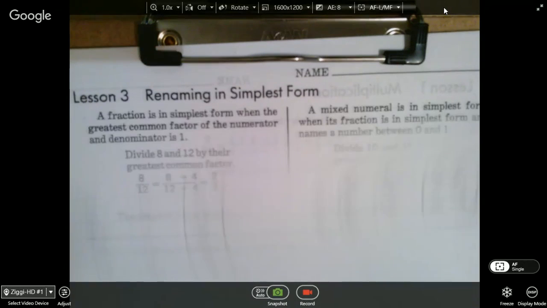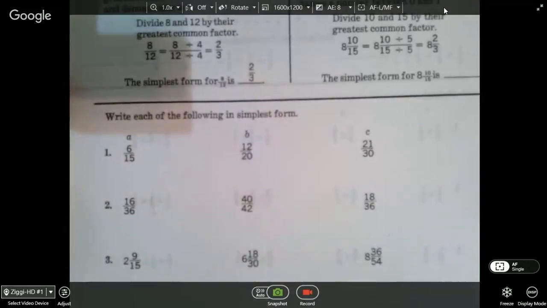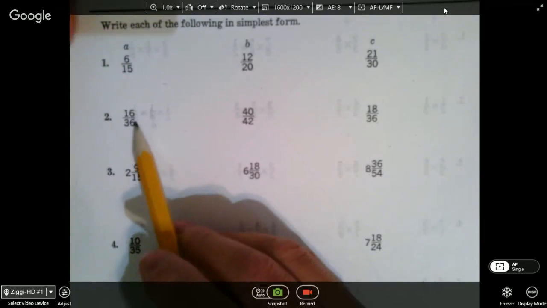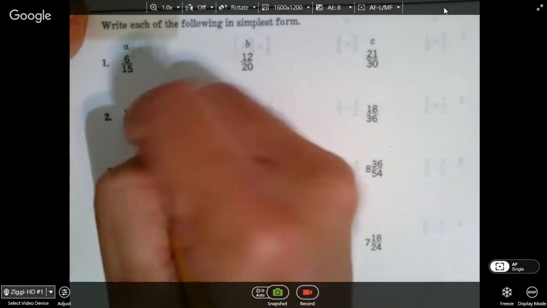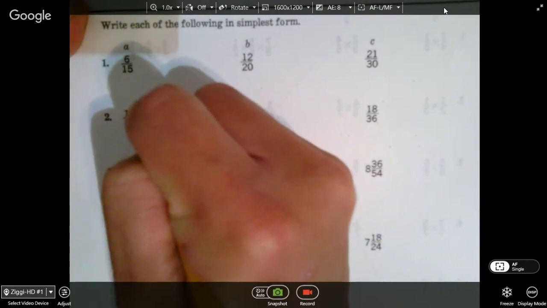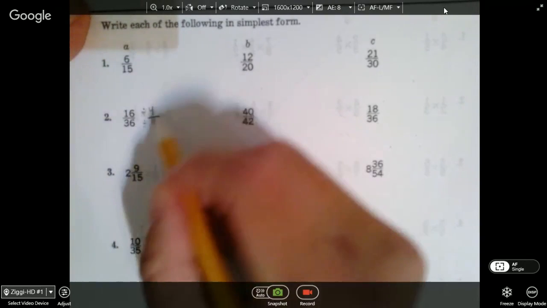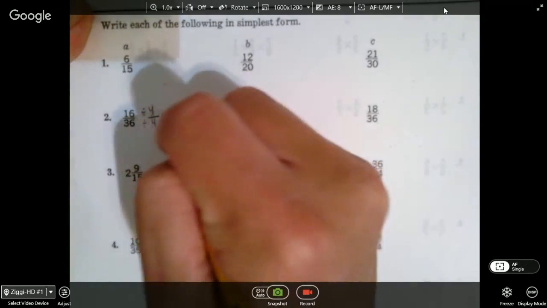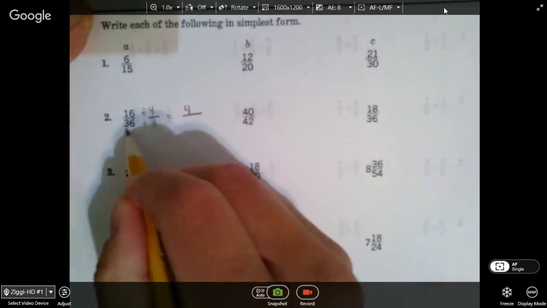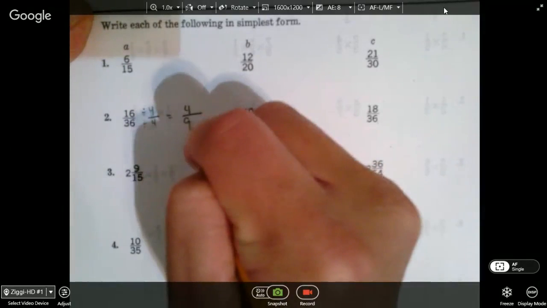Okay, on the handout, I will do numbers 2 and 3 as examples. Number 2, 16 over 36. Let's find the greatest common factor. So let's try 4. We're going to divide the top by 4, divide the bottom by 4. 16 divided by 4 is 4. 36 divided by 4 is 9.